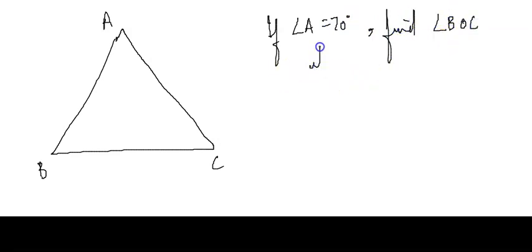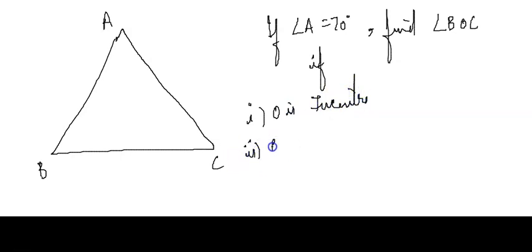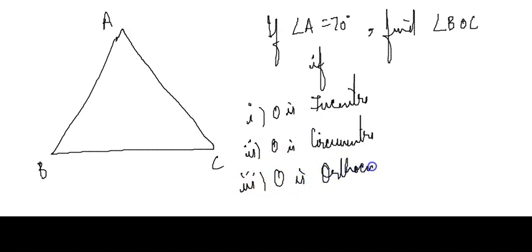BOC. The first part is, O is the incenter. The second part is, O is the circumcenter. And the third part is, if O is the orthocenter. So we have covered three questions in this one only.